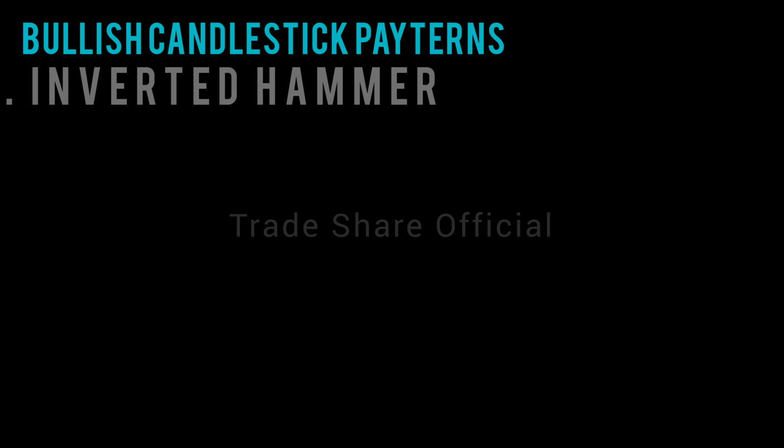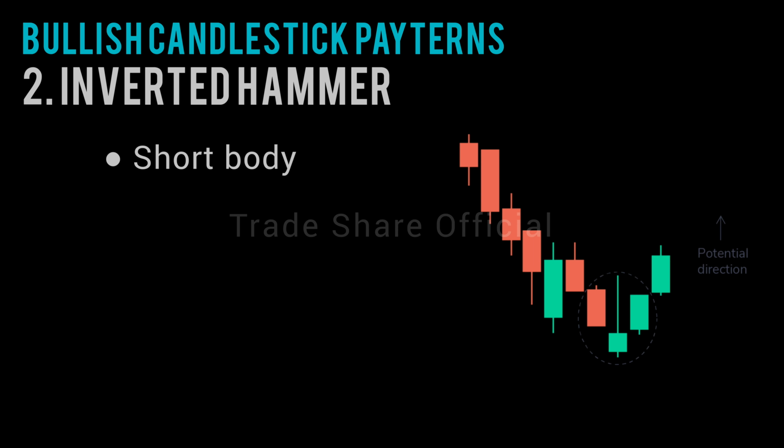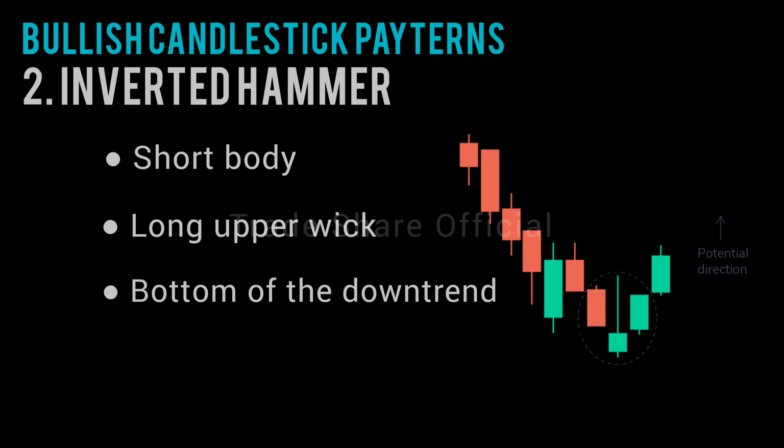Number 2. The inverted hammer. This is a candle with a short body and a long upper wick. It is usually located at the bottom of a downward trend. It indicates buying pressure followed by selling pressure.